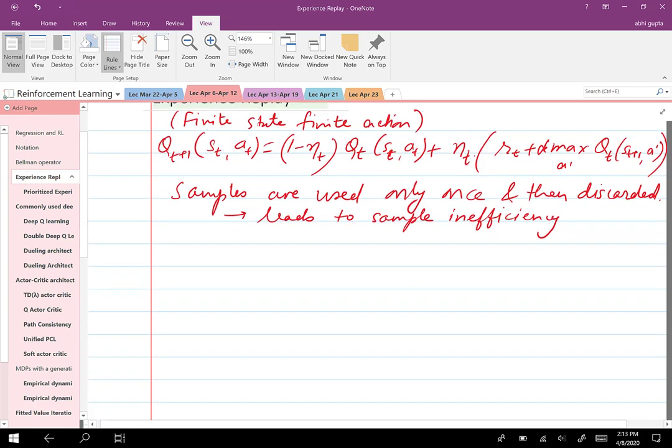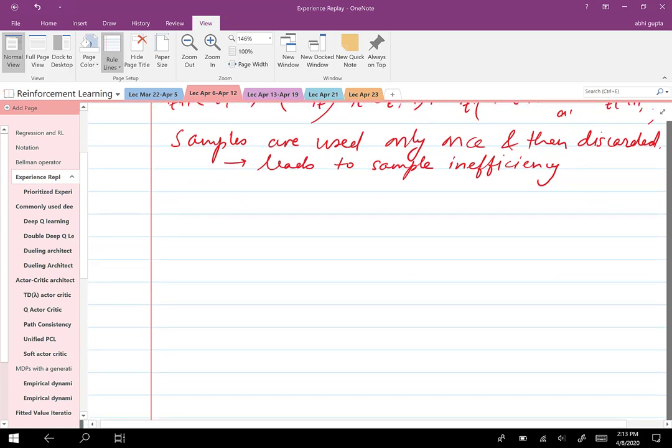So how do you improve the sample efficiency? One of the ideas that was proposed in the Lin 1992 paper was to do what is known as experience replay.